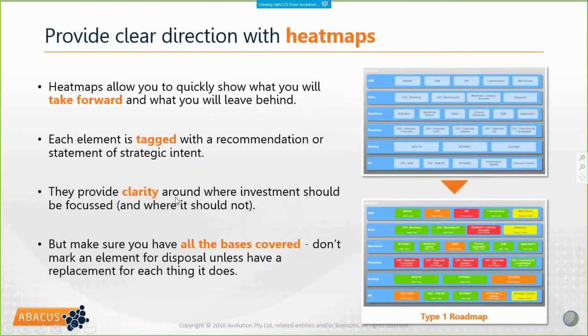So the first style, what we call a type 1 roadmap, is simply where we're heat mapping the elements of our architecture, basically with whether we want to take them forward or not. So what we have is, for example, here a business function model. We have a series of high-level business functions or capabilities, and we're simply marking them red or green or amber by whether we want to invest in them, by whether we want to deprecate them or retire them, or by whether we want to just keep them in a steady state.